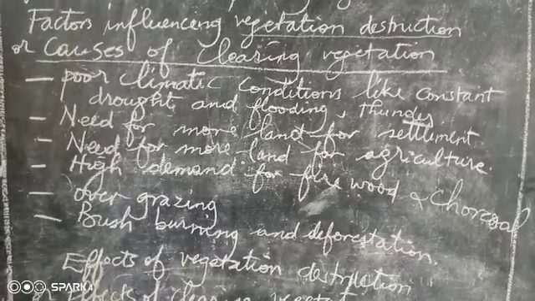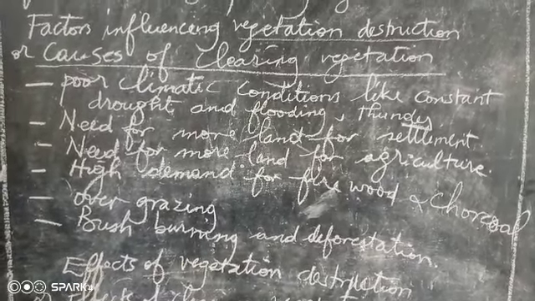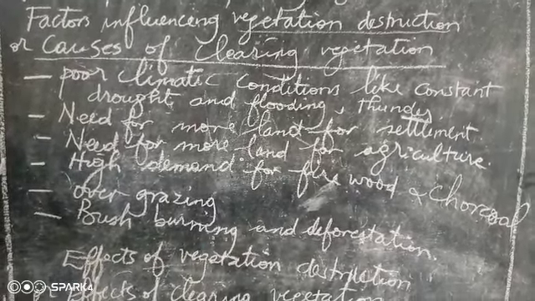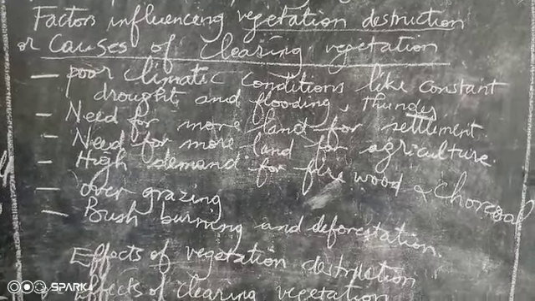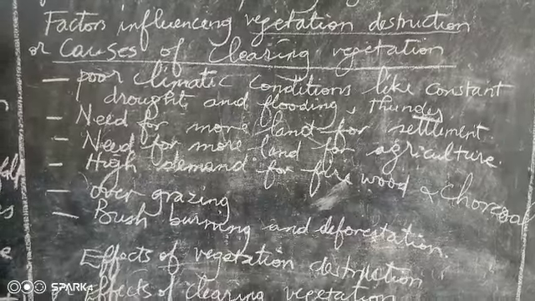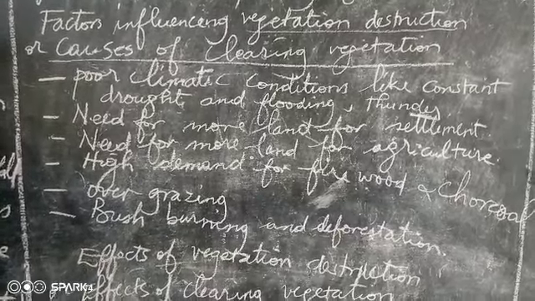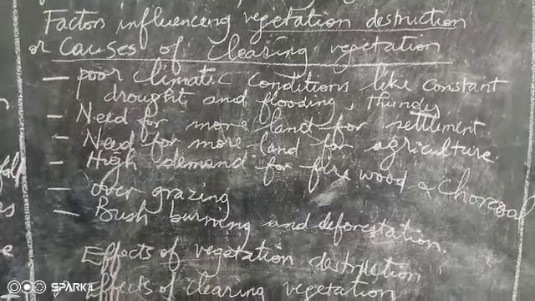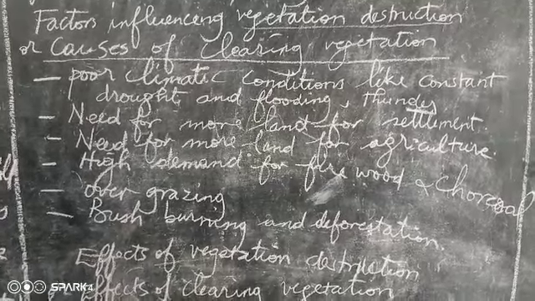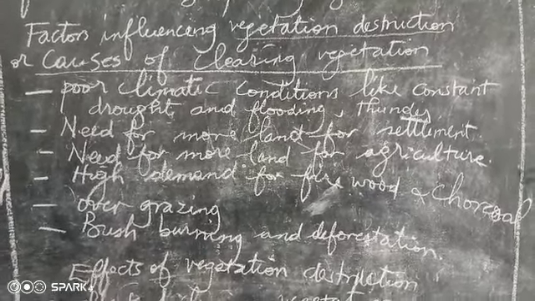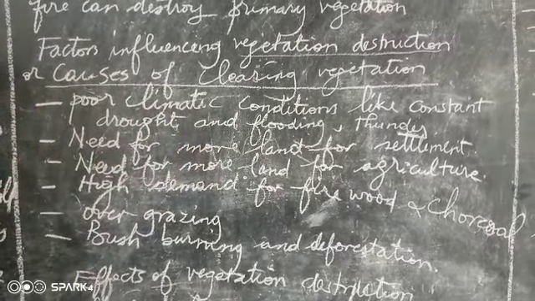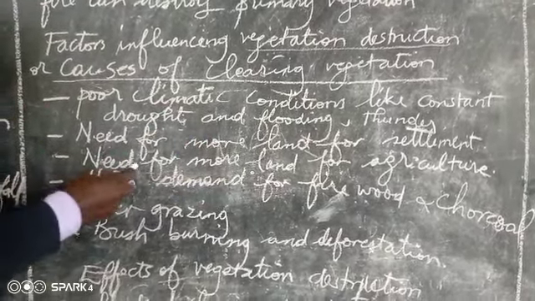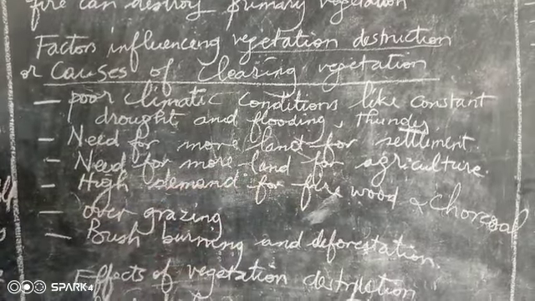You know, if you want to construct a house, you have to clear the place, you have to clear all vegetation types so that you can organize a plot to construct the house. Therefore, whenever we are looking for more land for settlement, whenever we are looking for more land for constructing our houses, we destroy vegetation. Point number 3, need for more land for agriculture.